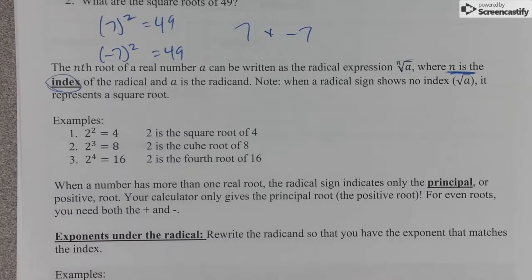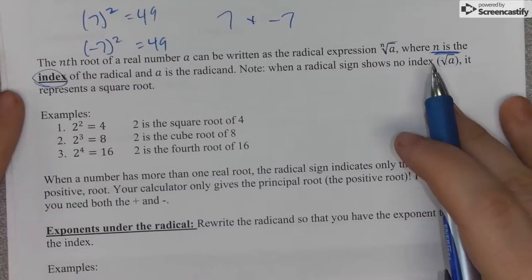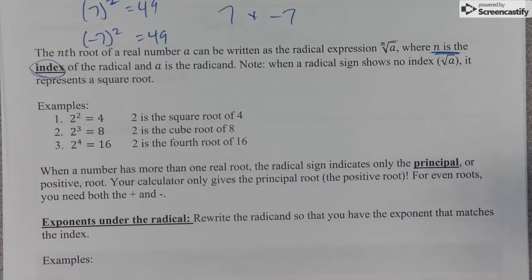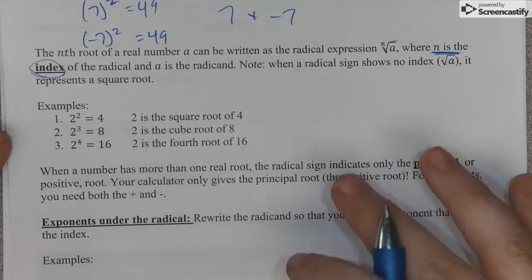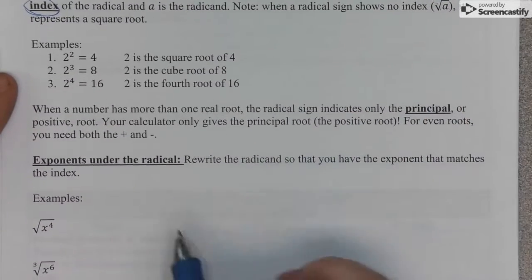Note, if the radical sign has no index, so it looks like square root of a, it represents a square root. So it's understood that there is a 2 out there. We don't typically write the 2. It's understood that this is a square root. So here are some real quick examples.